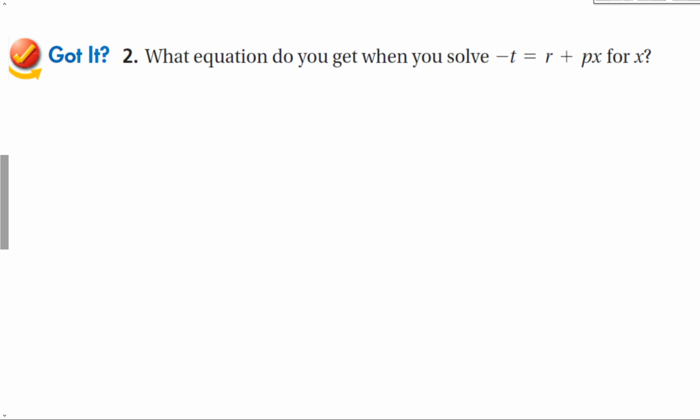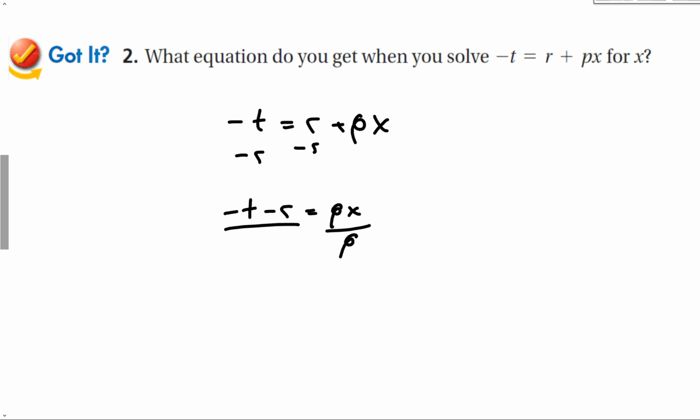Solve this expression for x. So we have minus t equals r plus px. Well, I only got x in one spot. That's good. Let's get it by itself. So first, subtract r from both sides. So that's minus t minus r is equal to p times x. Then divide out the p. And we have minus t minus r over p is equal to x.